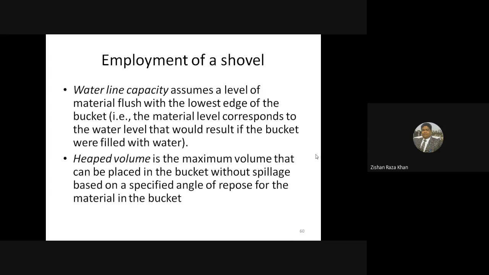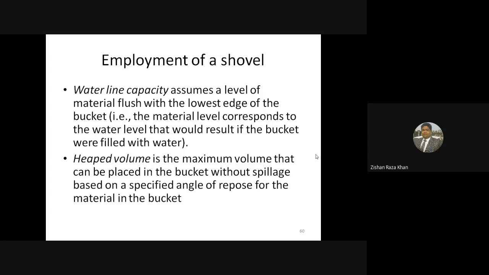Another capacity is called the water line capacity. This assumes a level of material flush with the lowest edge of the bucket. That is, the material level corresponds to the water level that would result if the bucket were filled with water. This is called the water line capacity. And next is the heap volume capacity. The heap volume capacity is what can be placed in the bucket without spillage, based on a specified angle of repose for the material in the bucket.